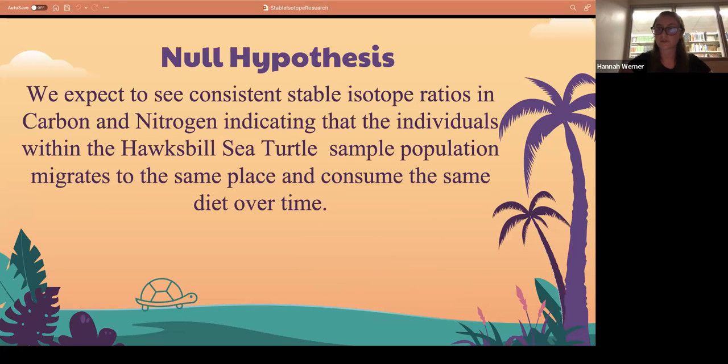So moving on to our null hypothesis, based off of previous data, what we would expect to see is consistent stable isotope ratios in the carbon and nitrogen. That would indicate that the individuals within our sample population of the Hawksbill sea turtles, those 90 individuals, are migrating to the same place and consuming the same diet over time.